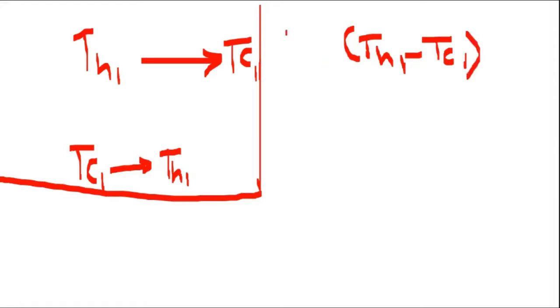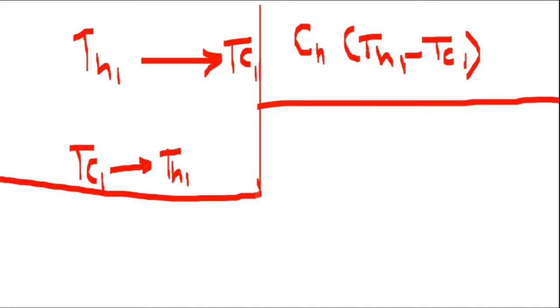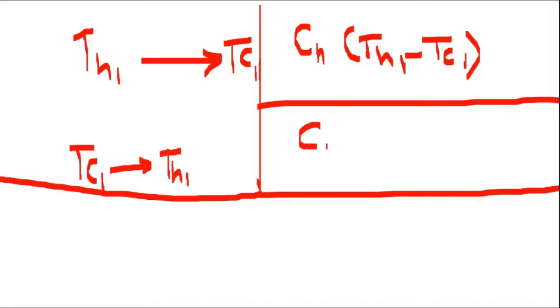If we are talking about the maximum heat which the hot fluid can provide to the cold fluid, that will be CH times (TH1 minus TC1). Similarly, the maximum rate of heat transfer at which heat can enter the cold fluid will be given by CC, again with the maximum possible temperature difference, which is TH1 minus TC1.